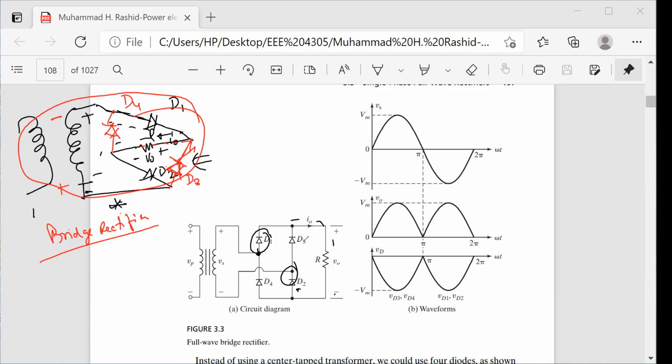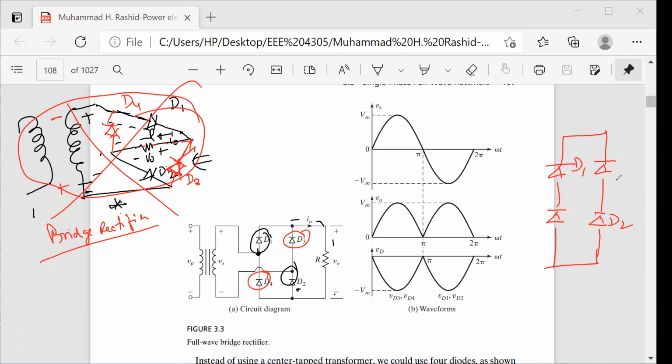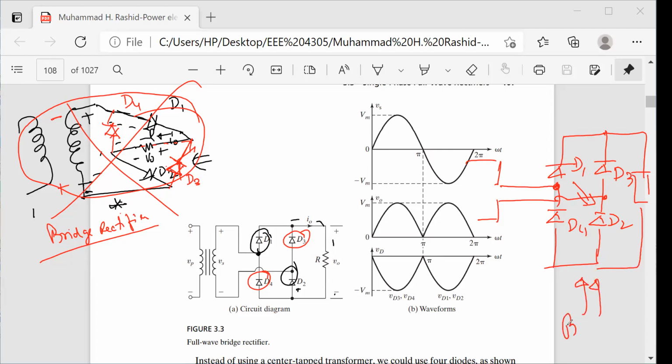So this is nothing but a replica of these D3 and D4. So forget about this thing. From now on, we will draw the rectifier like this. That will be D1, this will be D2, this will be D3, and this will be D4. This way, you have to number your diodes, D1, D2, D3, D4. And then you have to connect the input like this. This will be your input, and your load will be connected here. What type of rectifier is this one?